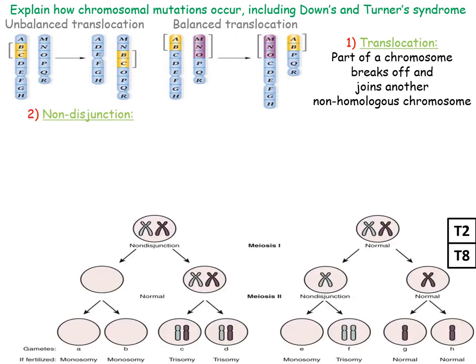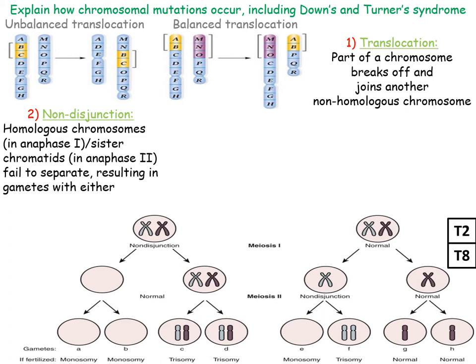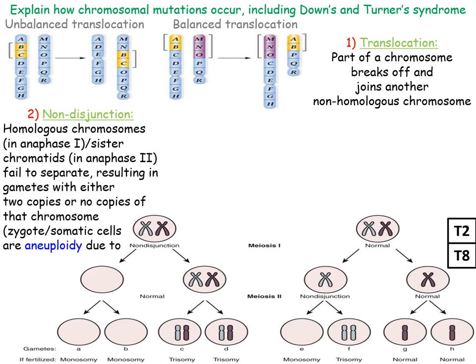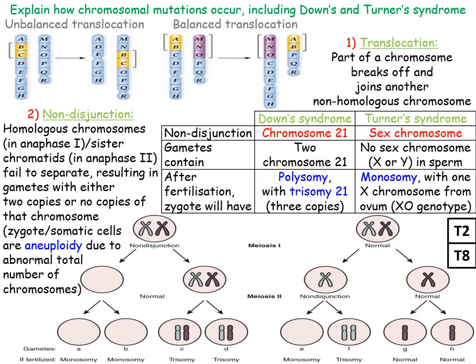Another form of chromosomal mutation is non-disjunction. In non-disjunction, there is a failure to separate either the homologous chromosomes or the sister chromatids. So homologous chromosomes in anaphase 1 or sister chromatids in anaphase 2 fail to separate, and this results in gametes with either two copies or no copies of that chromosome. Effectively, the zygote or the somatic cells are aneuploid due to having an abnormal total number of chromosomes. And the examples that we need to know are Down syndrome and Turner syndrome.